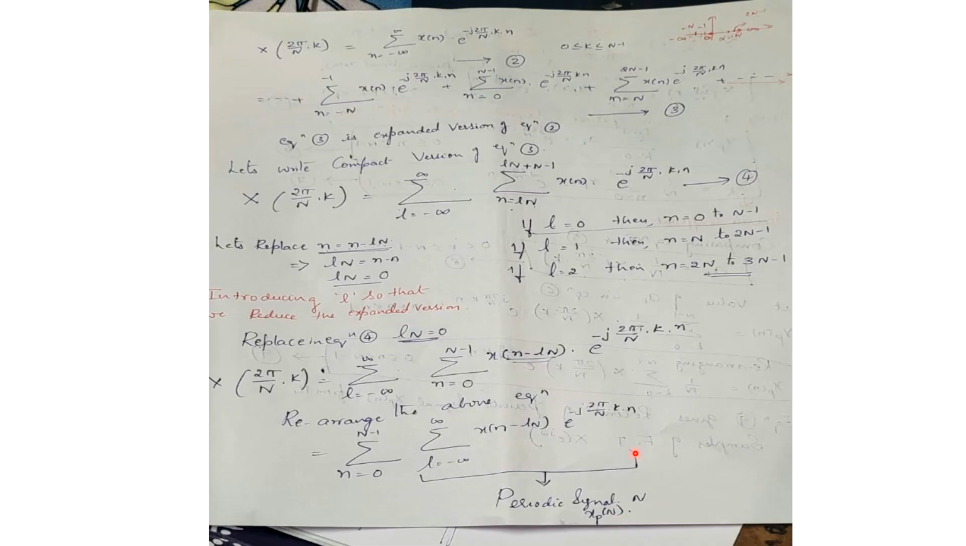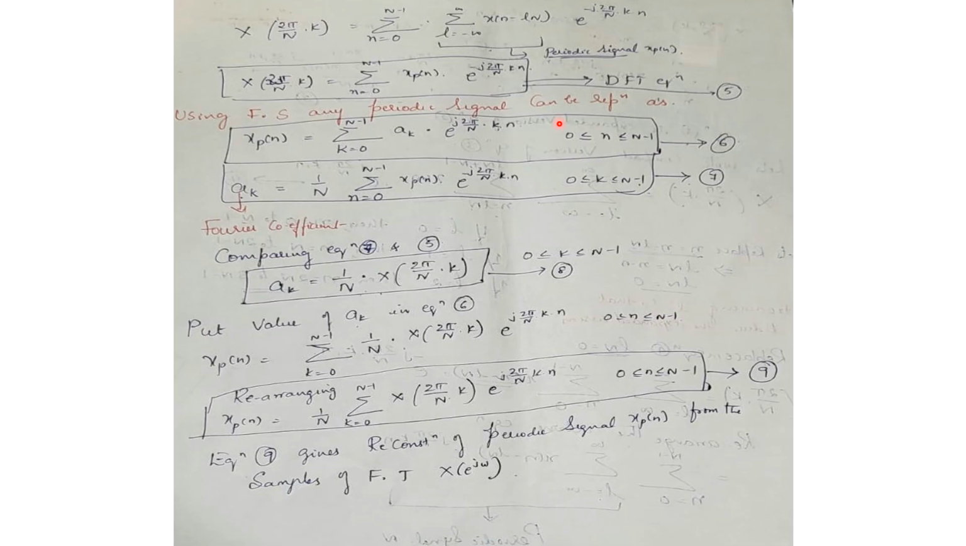This term is recognized as periodic signal xp of n. So when we recognize this term as a periodic signal, let us write this whole term as xp of n. So we can write summation of n equal to 0 to N minus 1 xp of n into the exponential term, e to the power of minus j 2 pi by N into kn.